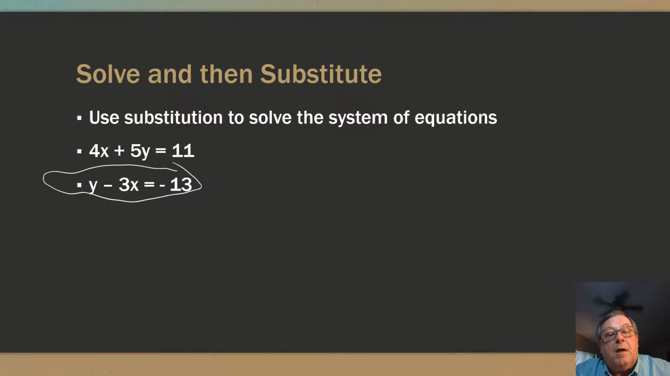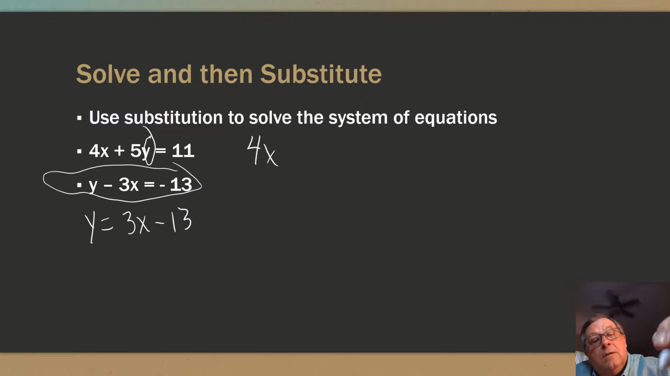So I can take this y minus 3x equals negative 13 and add 3x to both sides. And when I do, I'm going to be left with y equals 3x minus 13. And now I can substitute this 3x minus 13 in for y in this top equation. So let's work on that and then solve for x. So I got 4x plus 5 times 3x minus 13 equals 11.